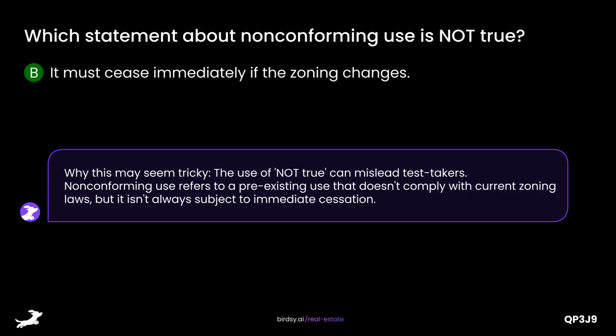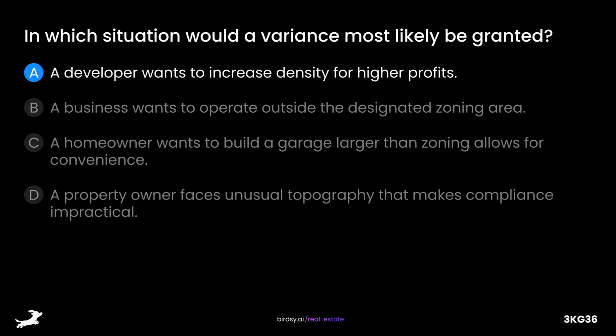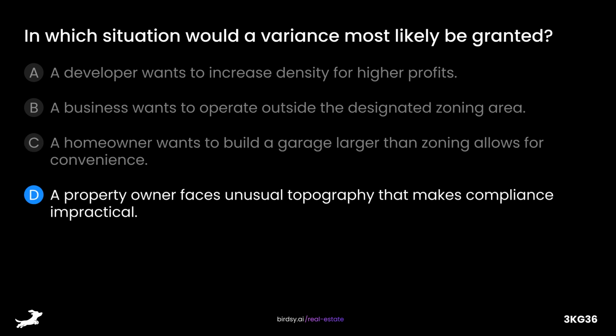In which situation would a variance most likely be granted? Is it A, a developer wants to increase density for higher profits, B, a business wants to operate outside the designated zoning area, C, a homeowner wants to build a garage larger than zoning allows for convenience, or D, a property owner faces unusual topography that makes compliance impractical?